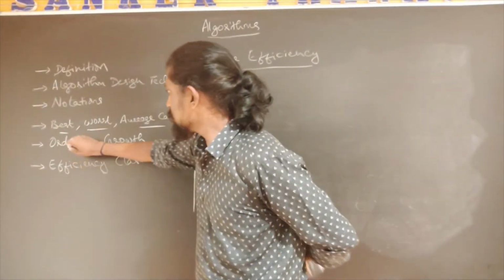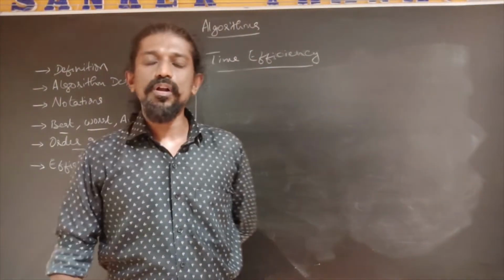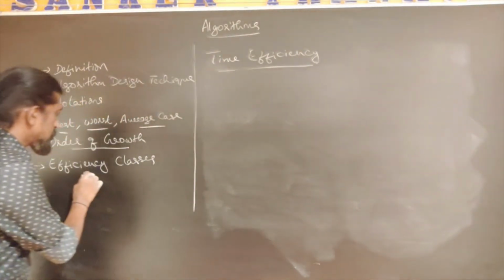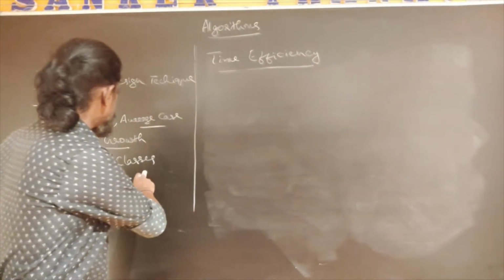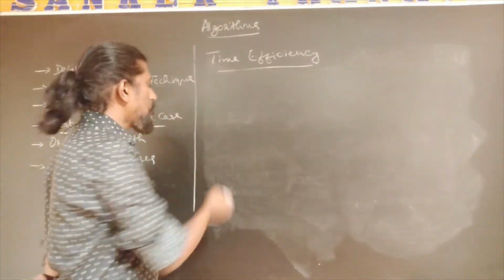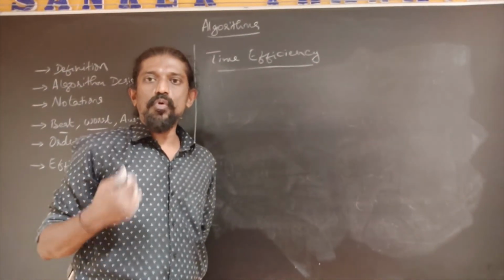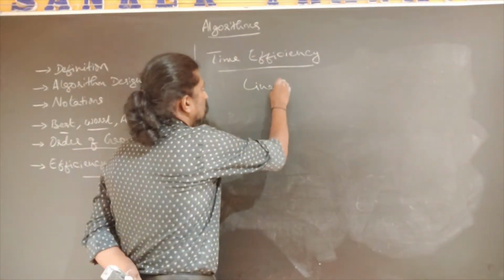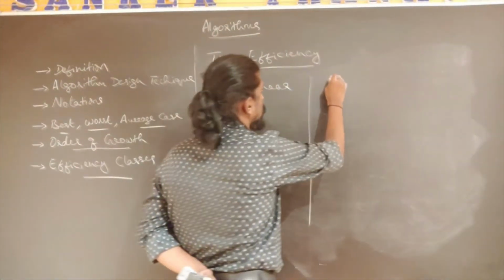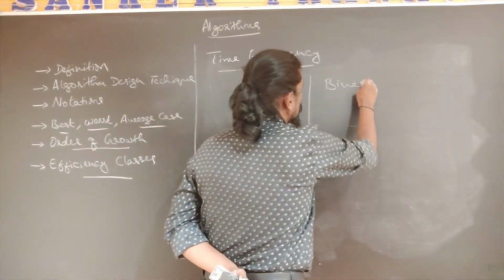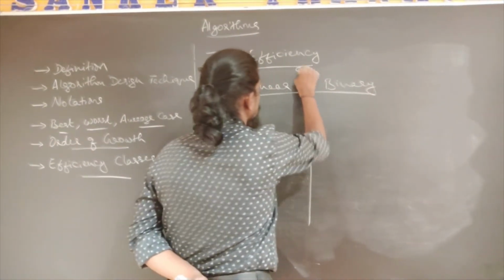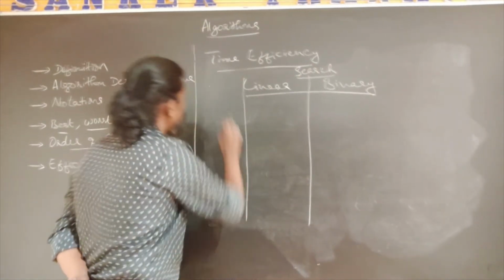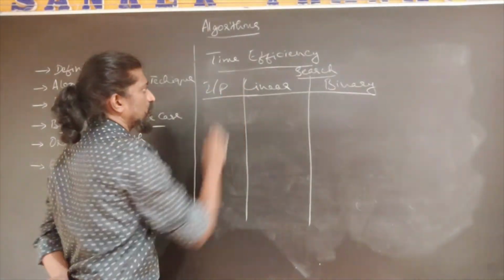Next we have to understand what we call the order of growth. What do we mean by order of growth? Let us take two algorithms, linear search and binary search, for the searching problem, and consider the input size, whatever the input is.